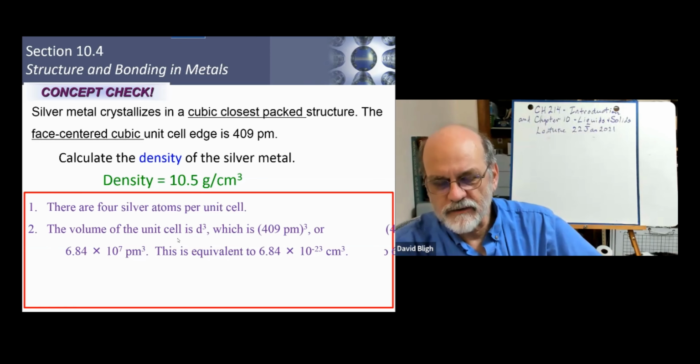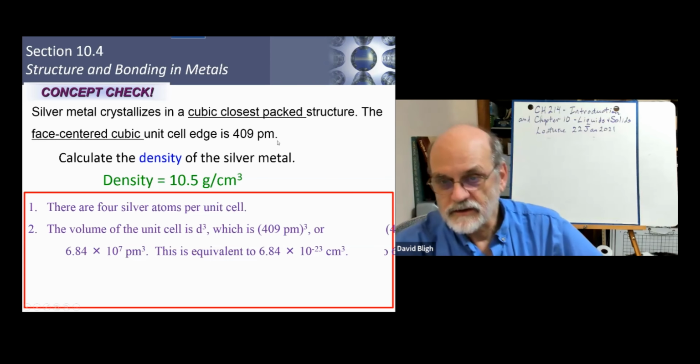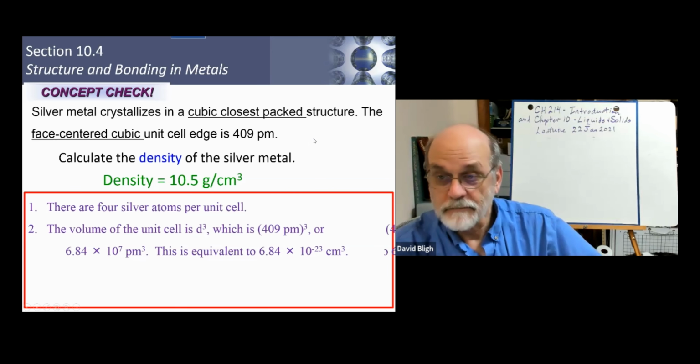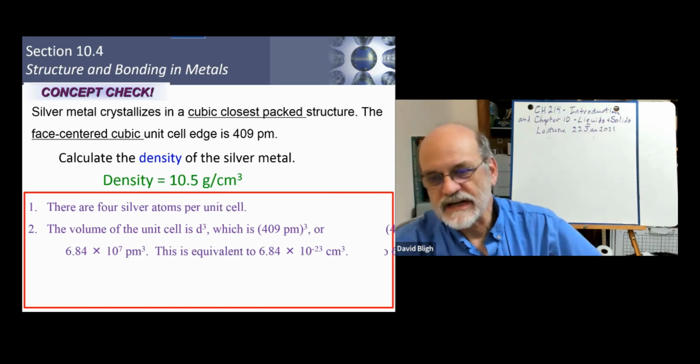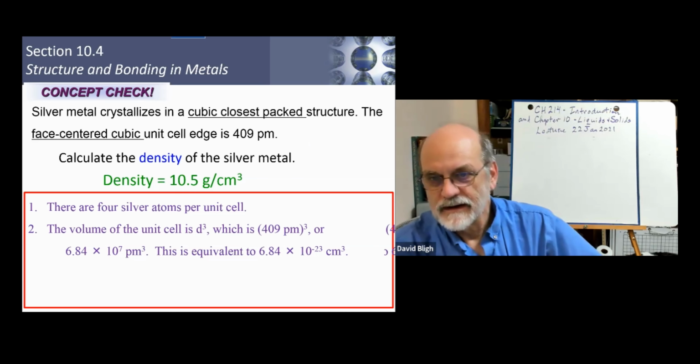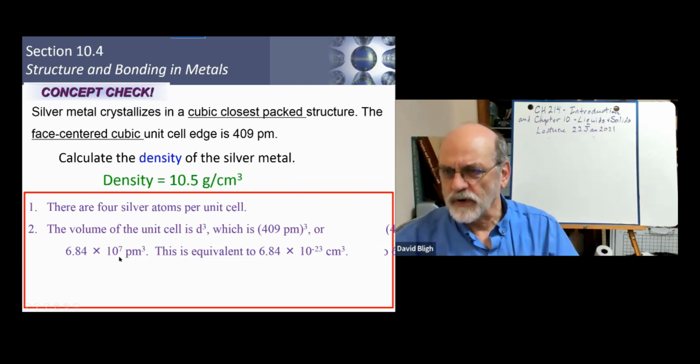So we know that the volume of the unit cell is the edge cubed, and we know that the edge is determined to be 409 picometers. So what's a picometer? Well, a micrometer is 10 to the minus 6th, a nanometer is 10 to the minus 9th, a picometer is 10 to the minus 12th of a meter. So we find that the volume of the cell is this, all right? So why is that important?